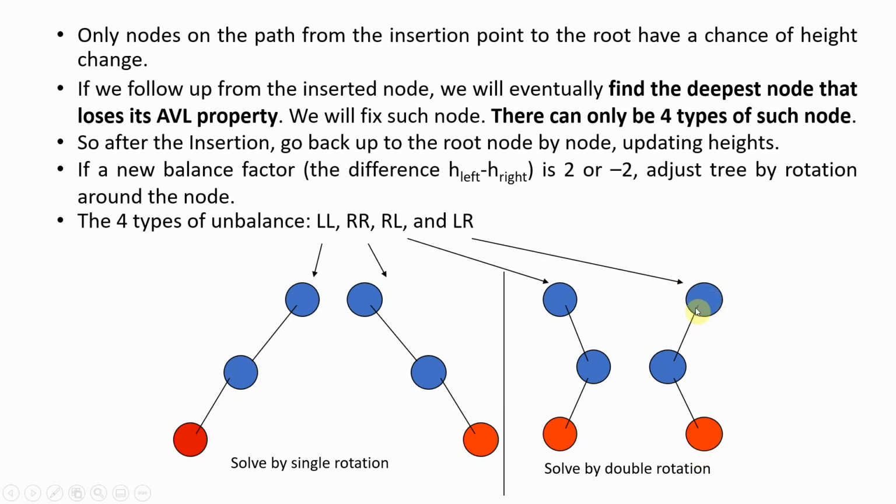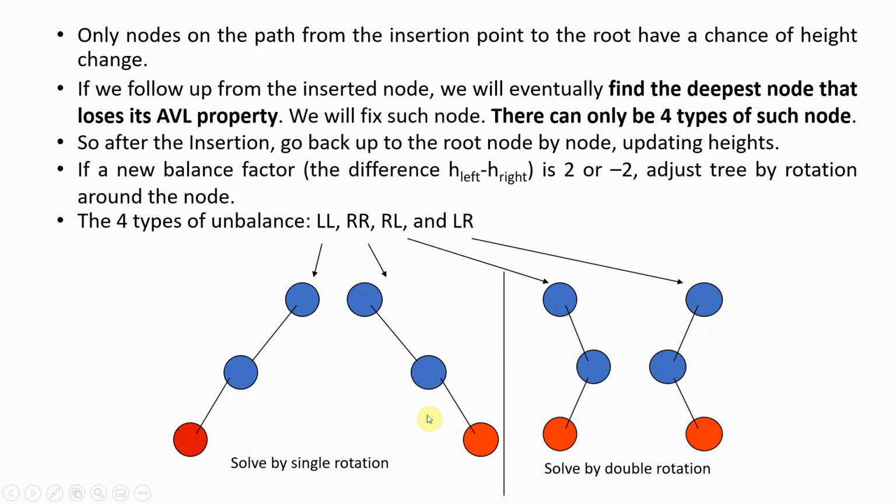And you see that here we go left. If we just look at the node that lost its AVL property, we go left and then right towards the newly inserted node, right? So this is called the left-right case, or LR case, where the newly inserted node is on the right subtree of the left child of the node that lost its AVL property.